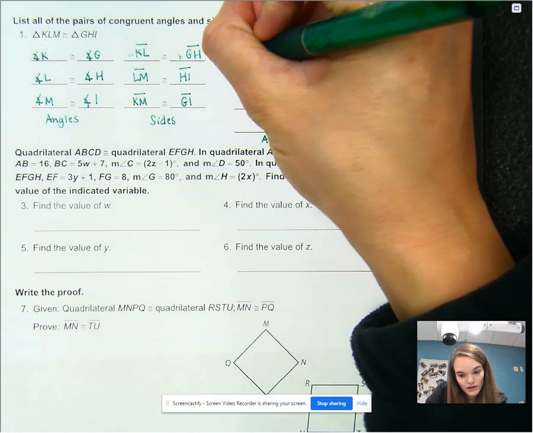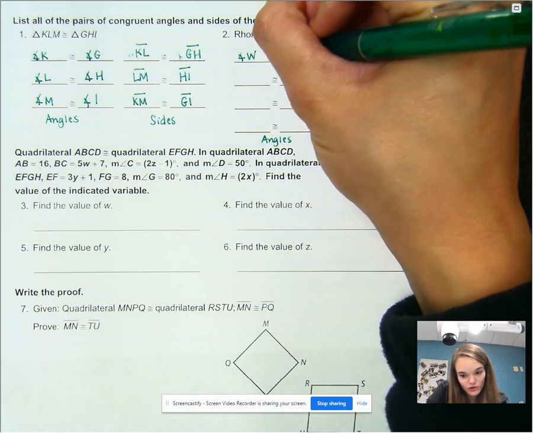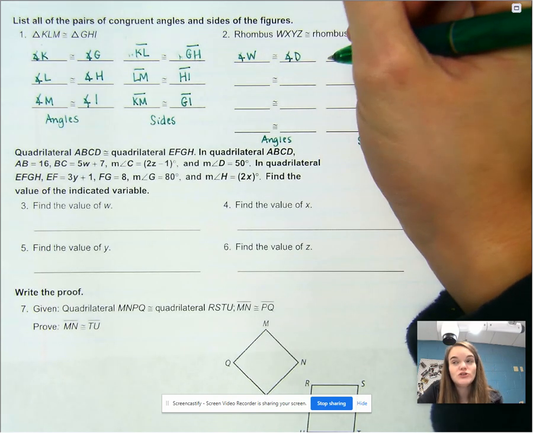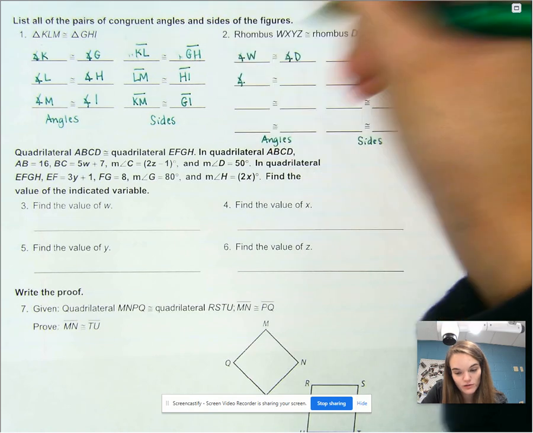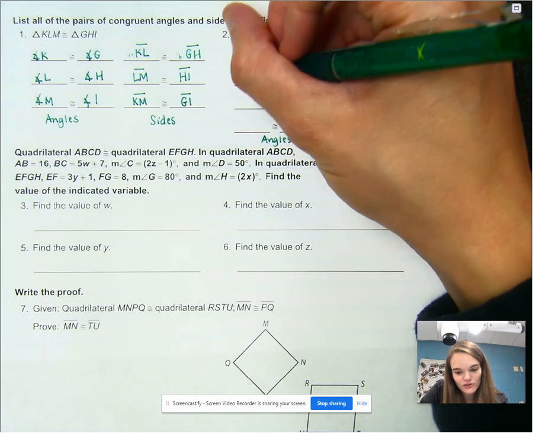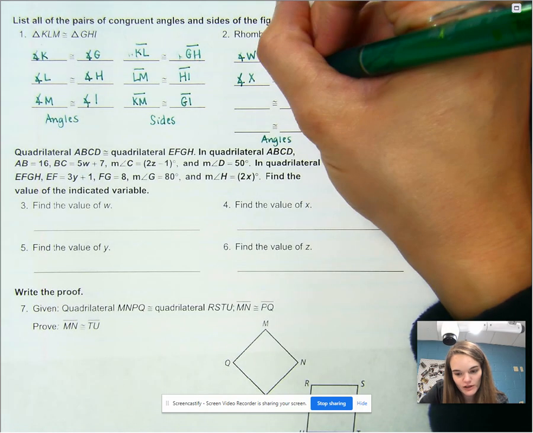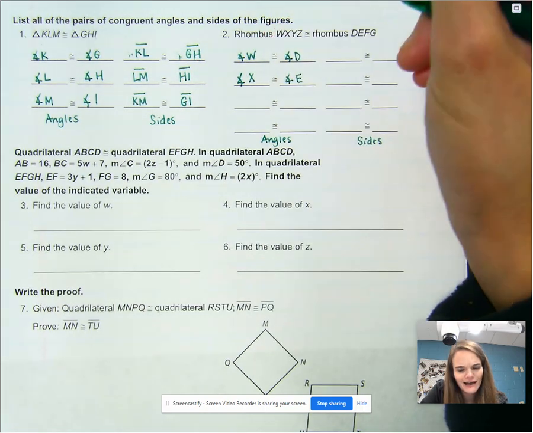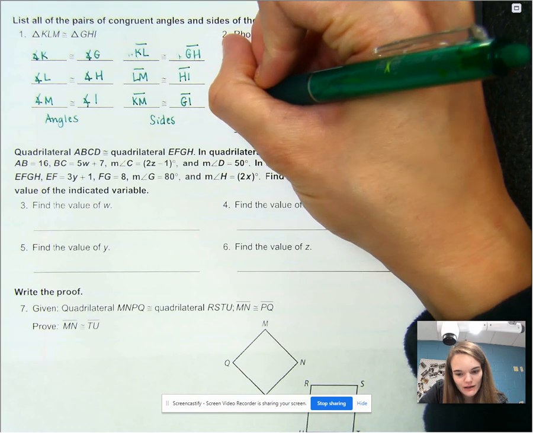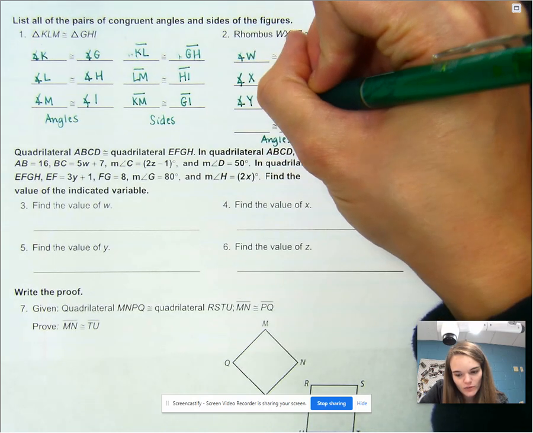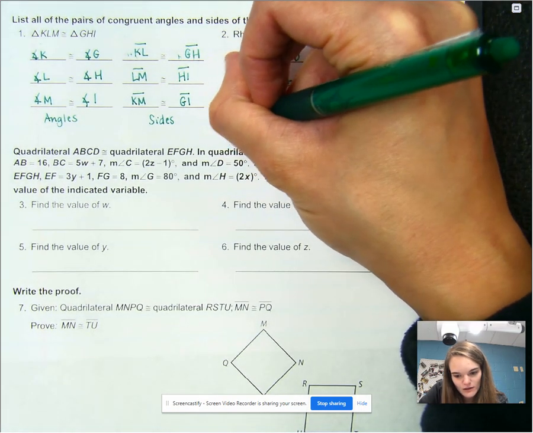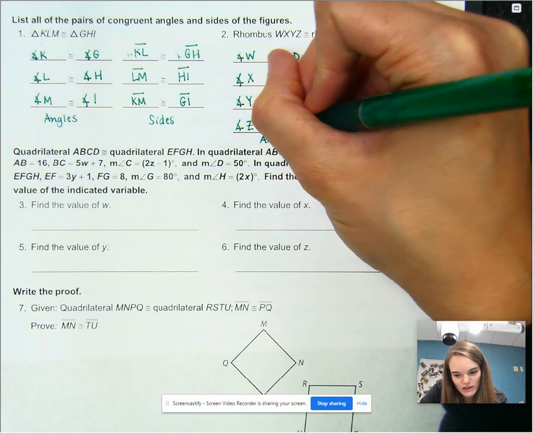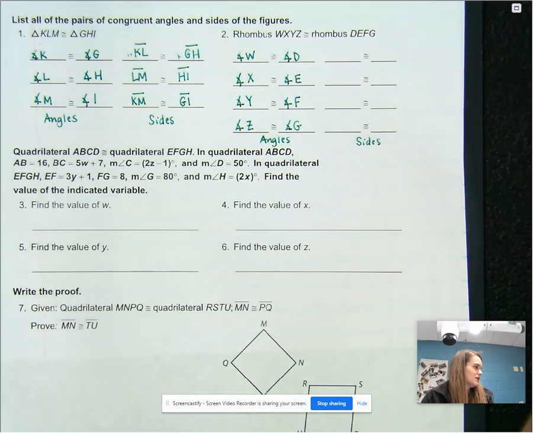So angle W goes with angle D. They're congruent. You don't say equal, you say congruent. And if you're in class, I'll correct that. But if you're at home, I really can't. Angle X is congruent to angle E. Angle Y is congruent to angle F. Angle Z is congruent to angle G. And in case I haven't said it before, I put a line through my Z's so they don't look like 2's.